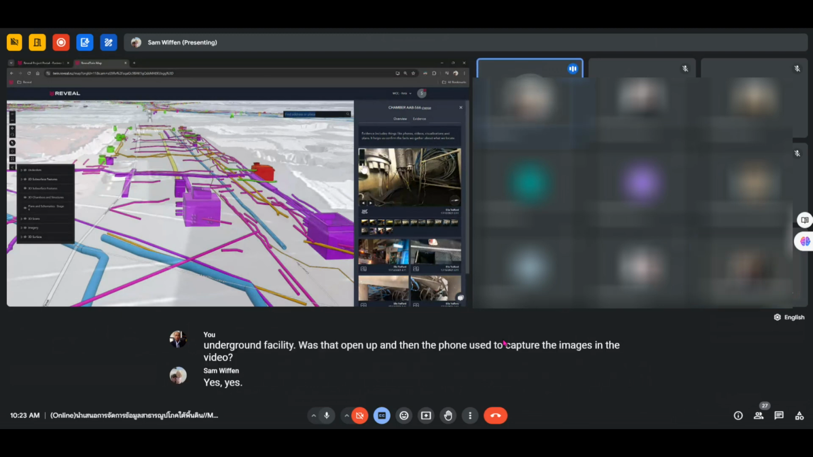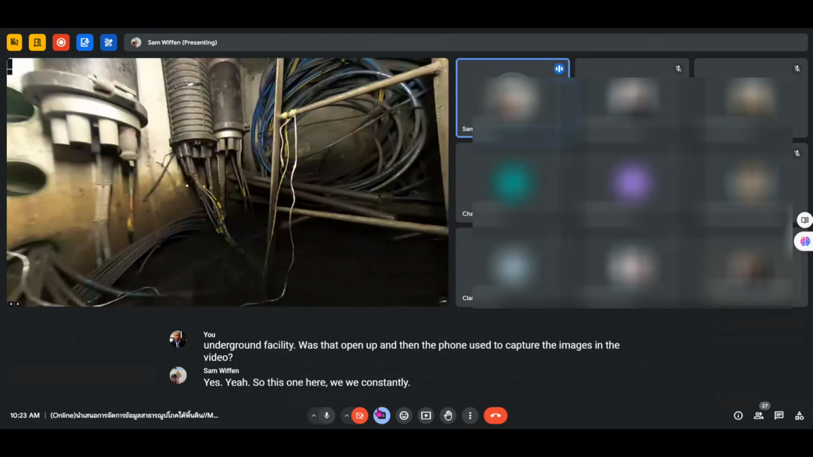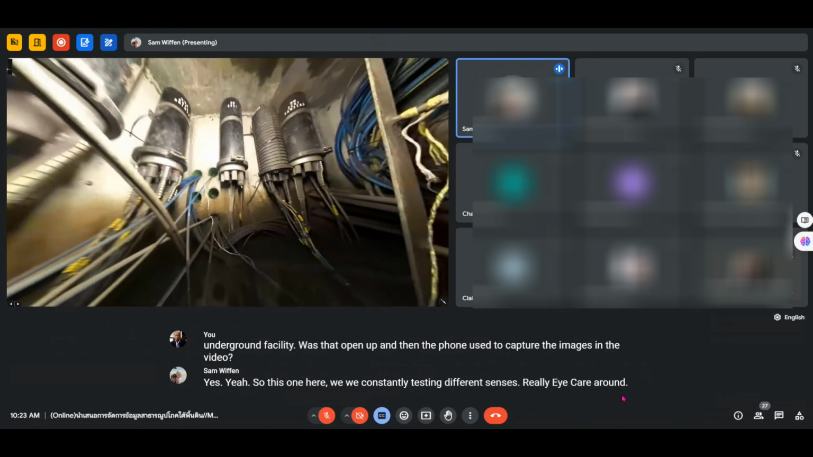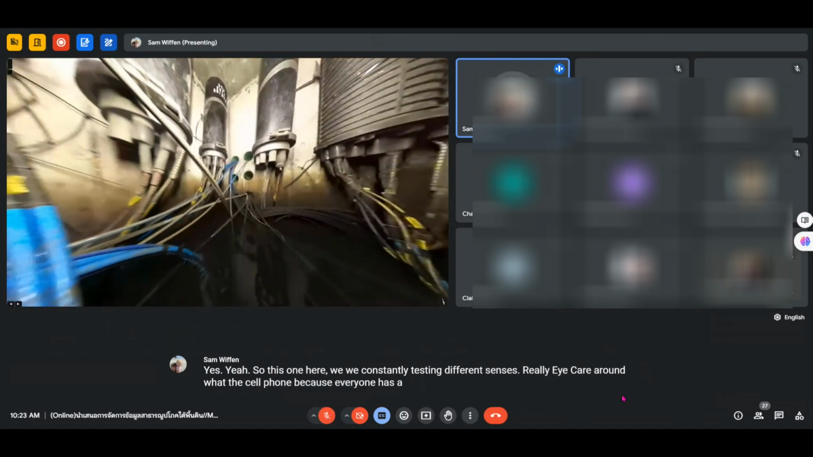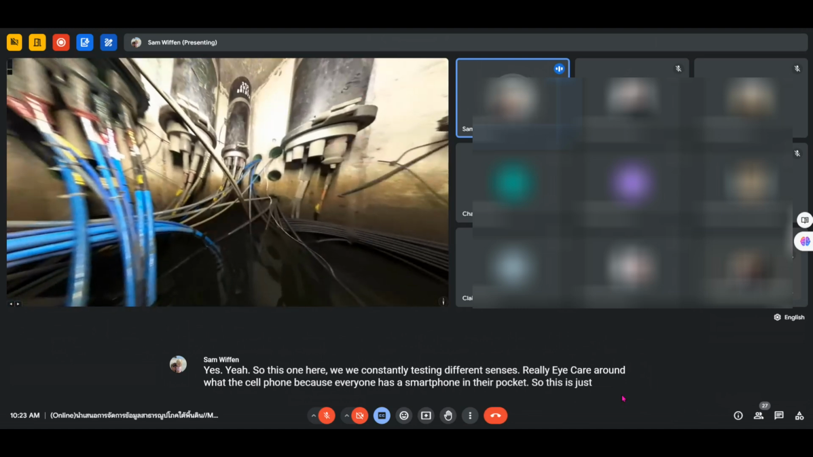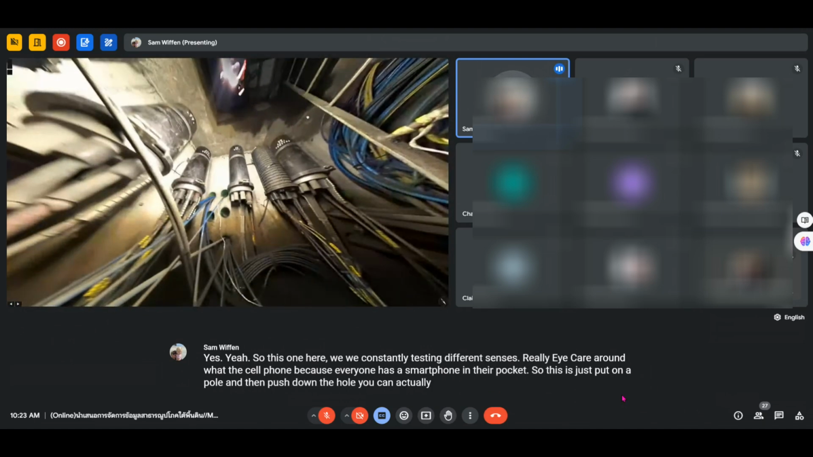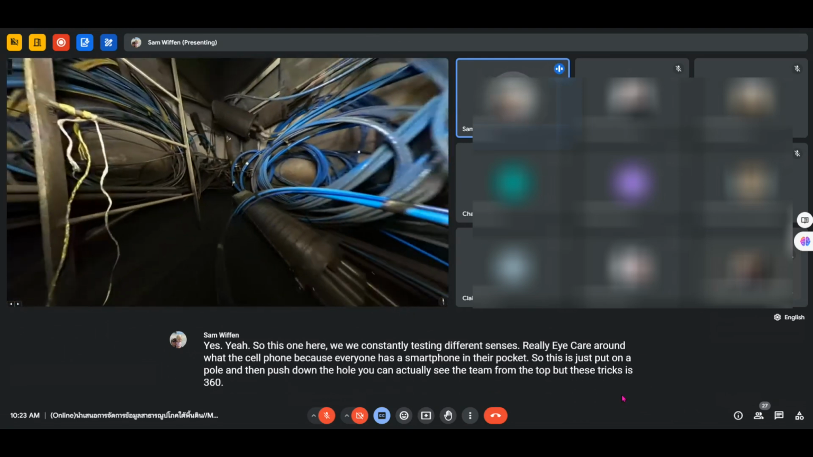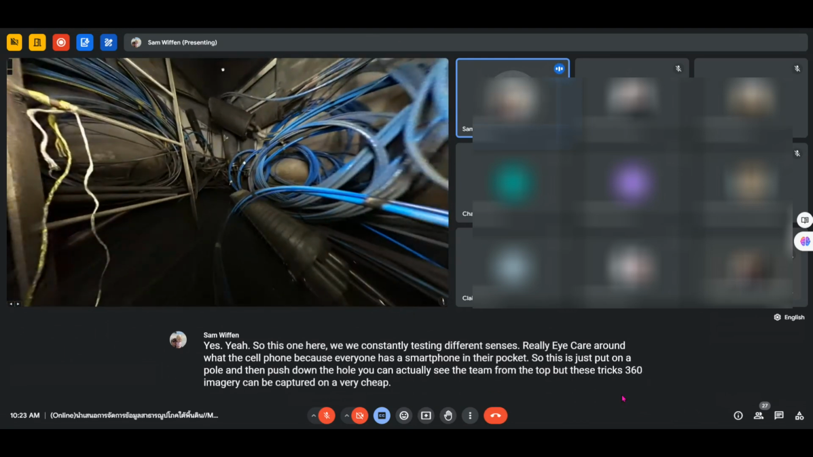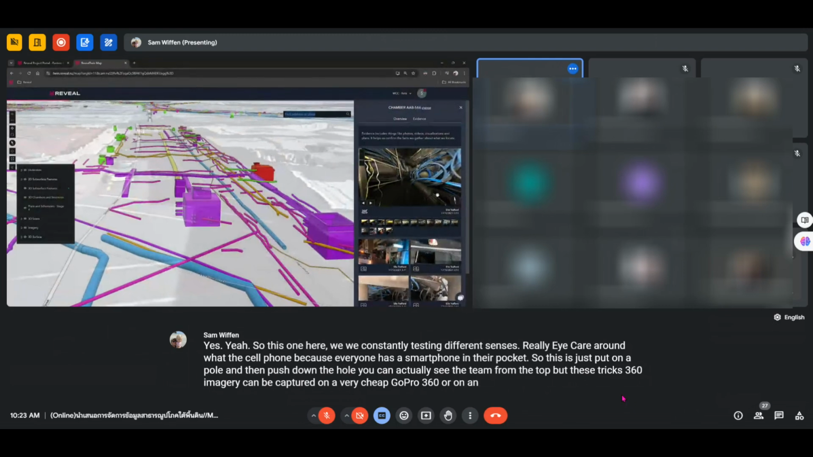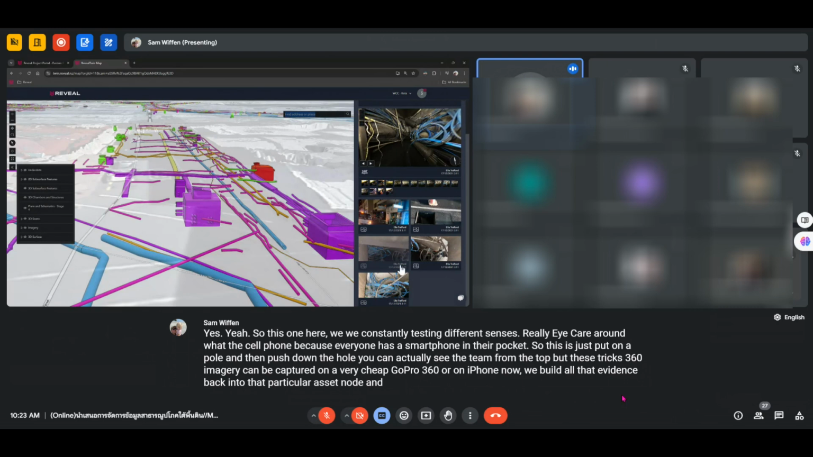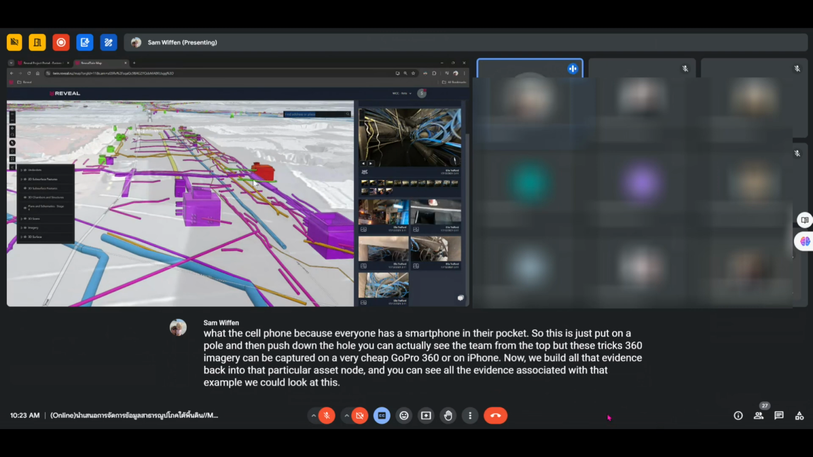Yes, yeah. So this one here, we're constantly testing different sensors. Really, I care around the cell phone, because everyone has a smartphone in their pocket. So this is just put on a pole and then pushed down the hole. You can actually see the team from the top. But these 360 imagery can be captured on a very cheap GoPro 360 or on an iPhone. Now we build all that evidence back into that particular asset node, and you can see all that evidence associated with that. For example, we could look at this sewer system.